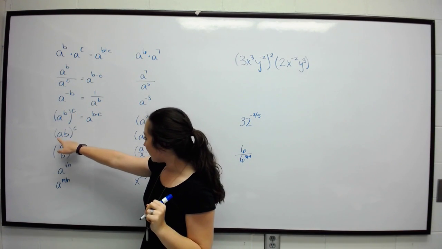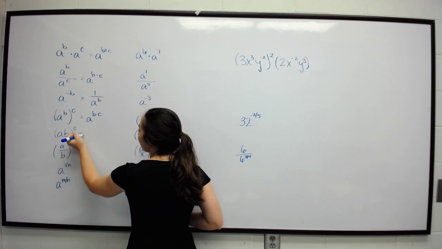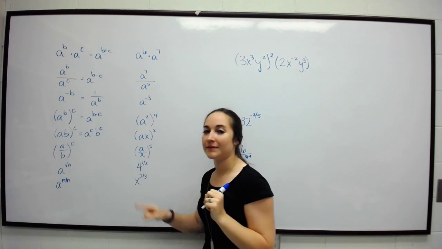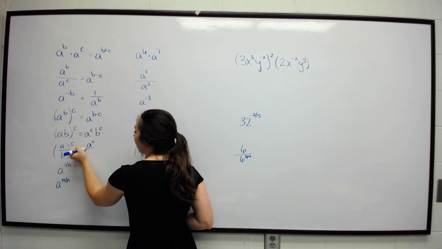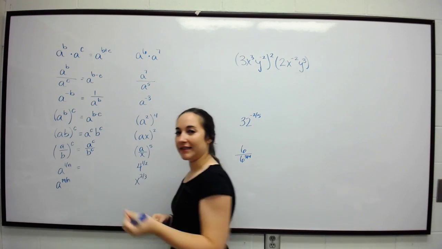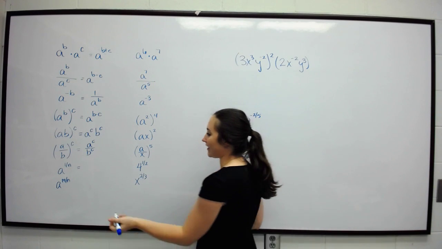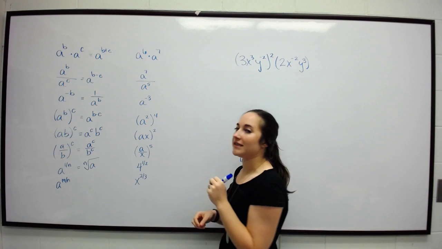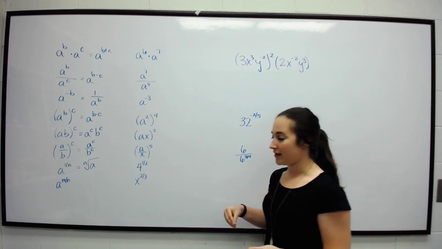Here we have a times b all raised to this power. We're going to have to raise a to the c power and b to the c power. Same thing when we are dividing. We would have a to the c power over b to the c power. This one might be kind of new for you. We have a to the 1/n power. We can rewrite that as the nth root of a. So anytime you have a to the 1/n power, you can rewrite that as the nth root of a.